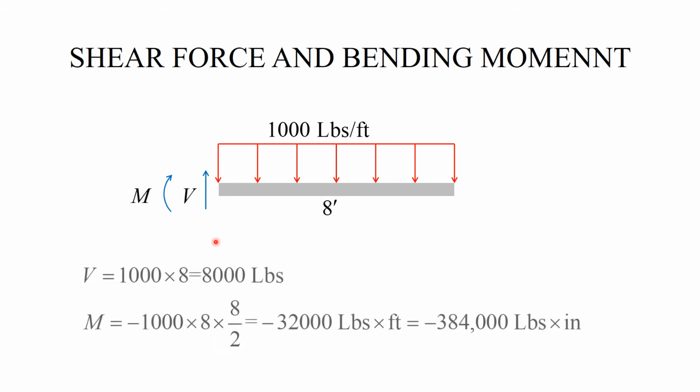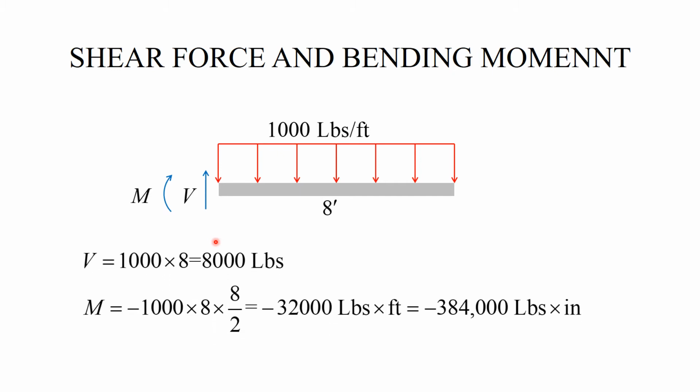Accordingly, I can write down basic equilibrium equations and obtain that the shear force is 8,000 pounds and the bending moment is minus 384,000 pounds times inch. I use inches because I'm preparing myself for dealing with the cross section where all the length units are in inches.